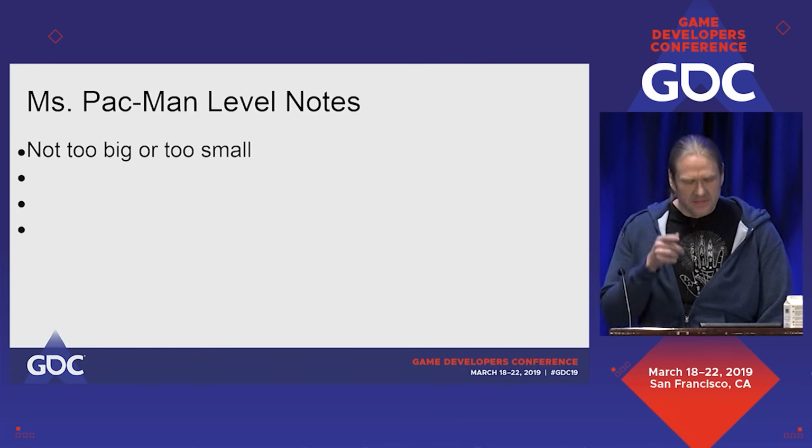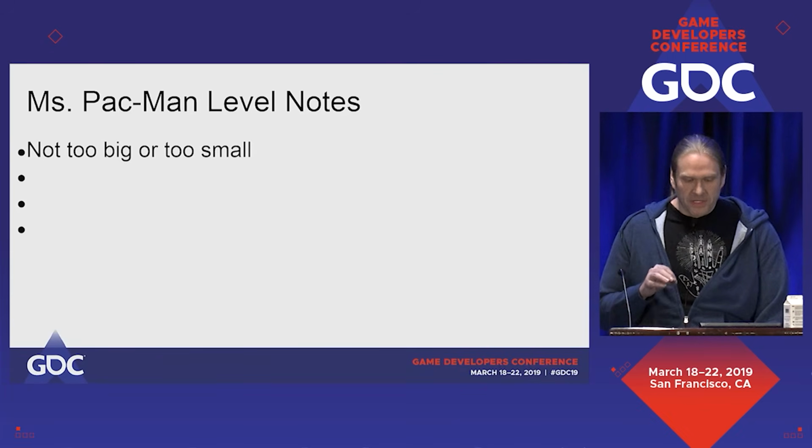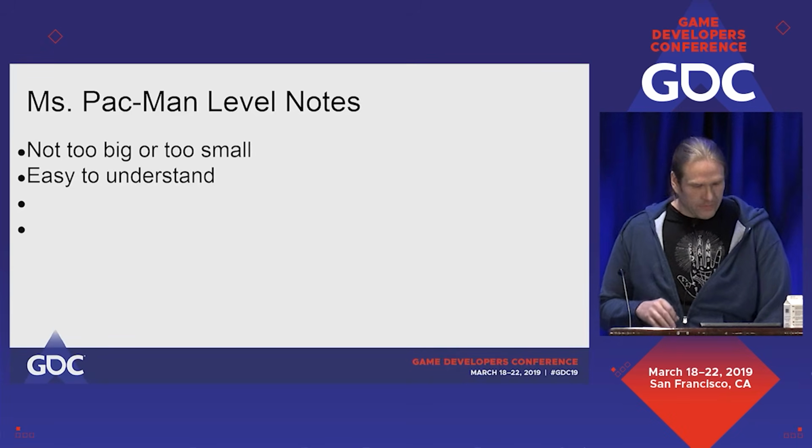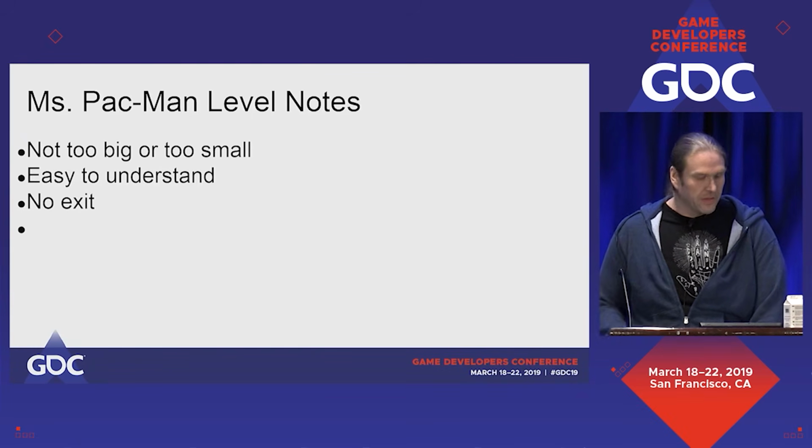And there's some other interesting things about Miss Pac-Man maps. It's small enough so that the whole map is in play, and I'm going to touch on why this is important later. All the systems are legible in some sense, complex enough to be interesting, but transparent enough to be predictable. There's no exit. This is a common thing for this kind of map.